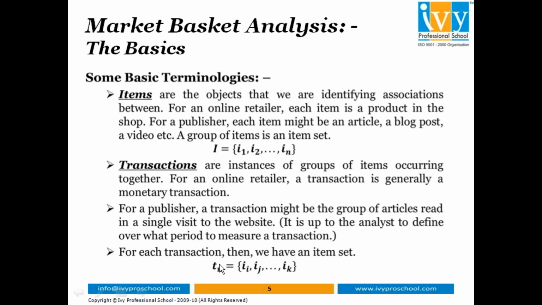As I've mentioned, the nth transaction, TN, will comprise, say, k items, Ij till Ik, whatever the number. There may be 5, there may be 20, there may be 10 items together forming a transaction, forming one single bill or invoice.